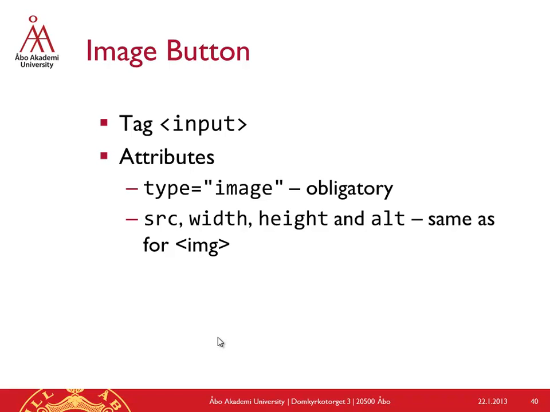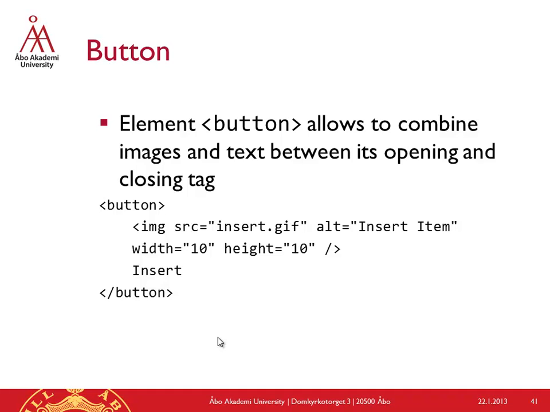The image button is almost the same as the basic submit button. The difference is that you're able to specify some image, which will be shown instead of the basic button image in the browser. And you can use the same attributes as for the img tag. The element button may also be utilized by you. You can use it to combine some sort of image with text in your web form. For example, like this. Probably quite obvious.